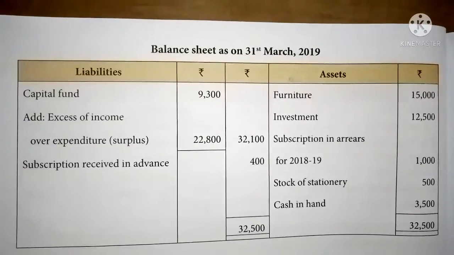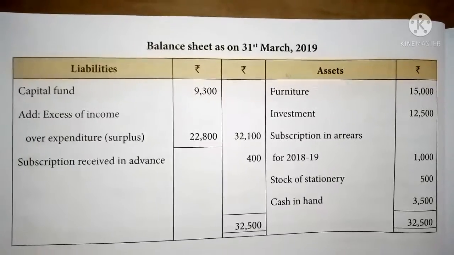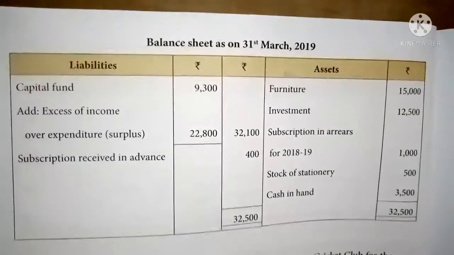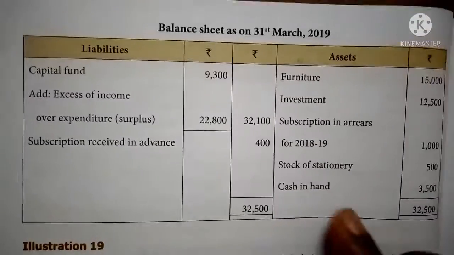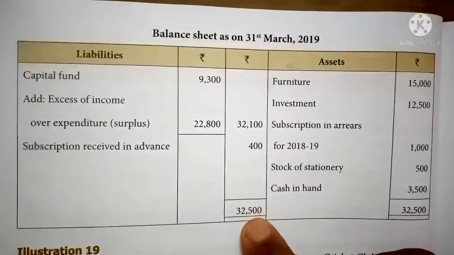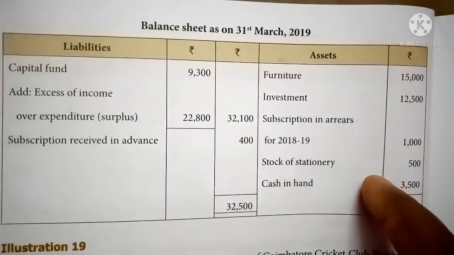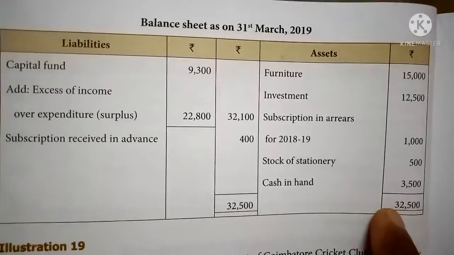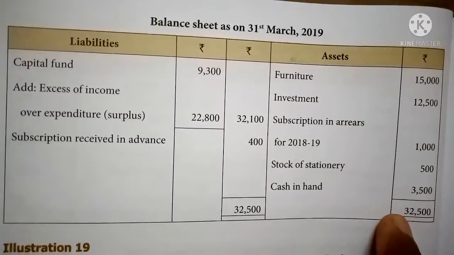Advance subscription received. And then after writing all the necessary items on the liability and asset side of the balance sheet, now you can make the total. While totaling the liability side, it comes to 30,500. The asset side also, totaling all the items, comes to 30,500. So the balance sheet will be tallied.